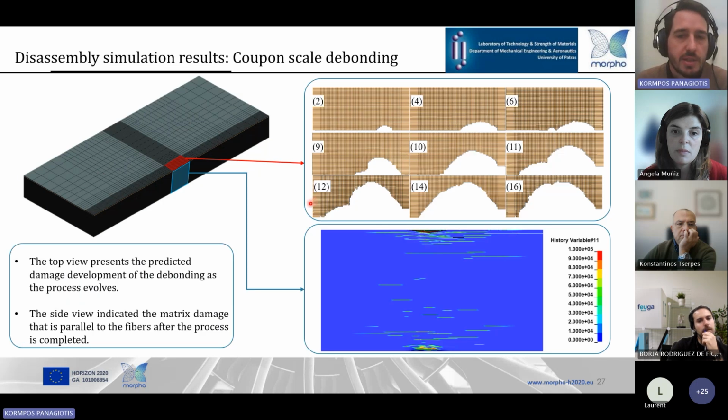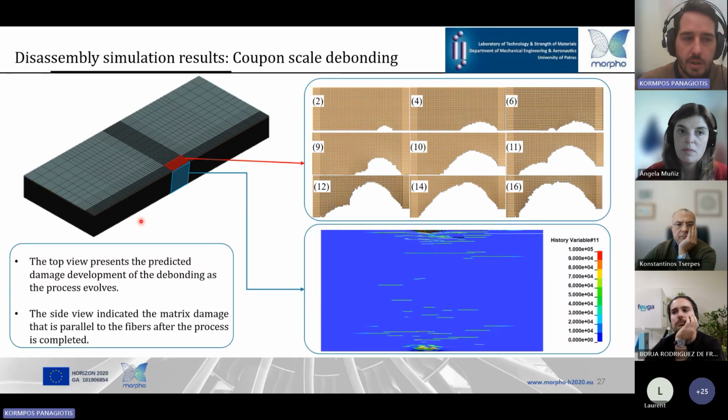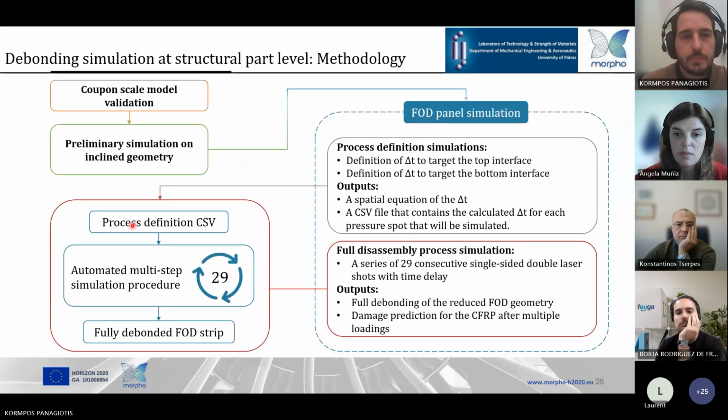Now, the results of the extended debonding show the progressive erosion of the cohesive zone at the top view here, and the matrix damage on the side view that can be seen here, but no fiber damage was predicted by the progressive damage model. The disassembly of the FOD panel, separating the titanium part from the composite, is achieved by a numerical upscaling of this process that was described here, and the upscaling procedure is the following.